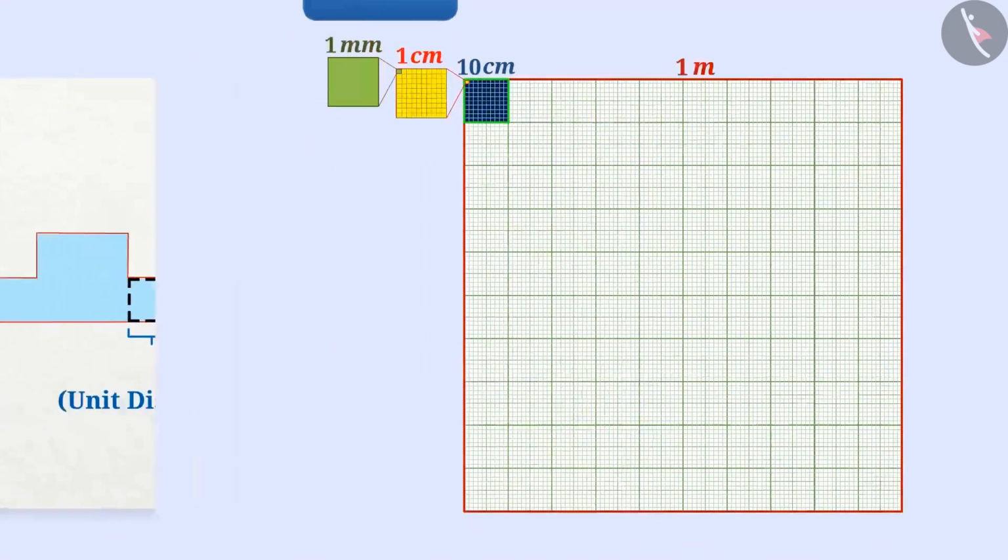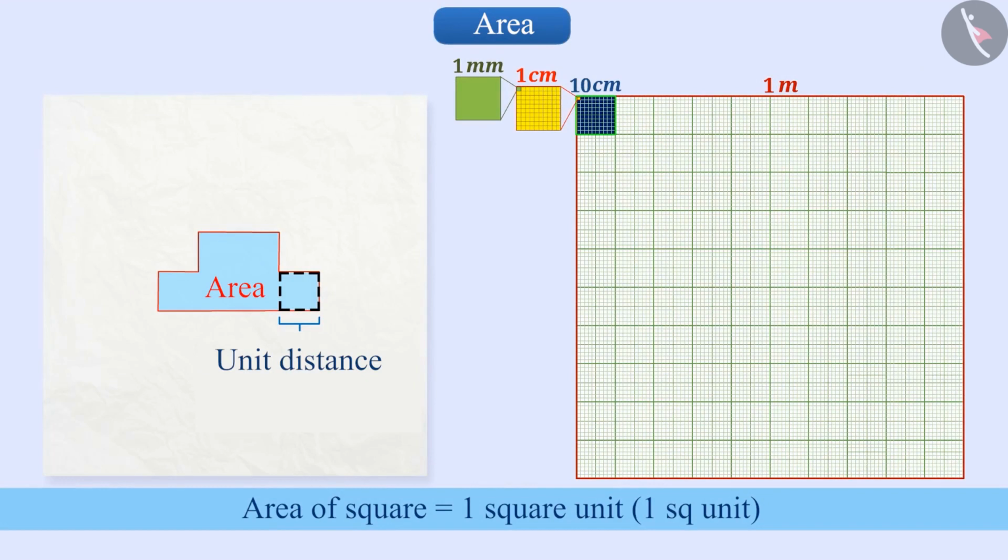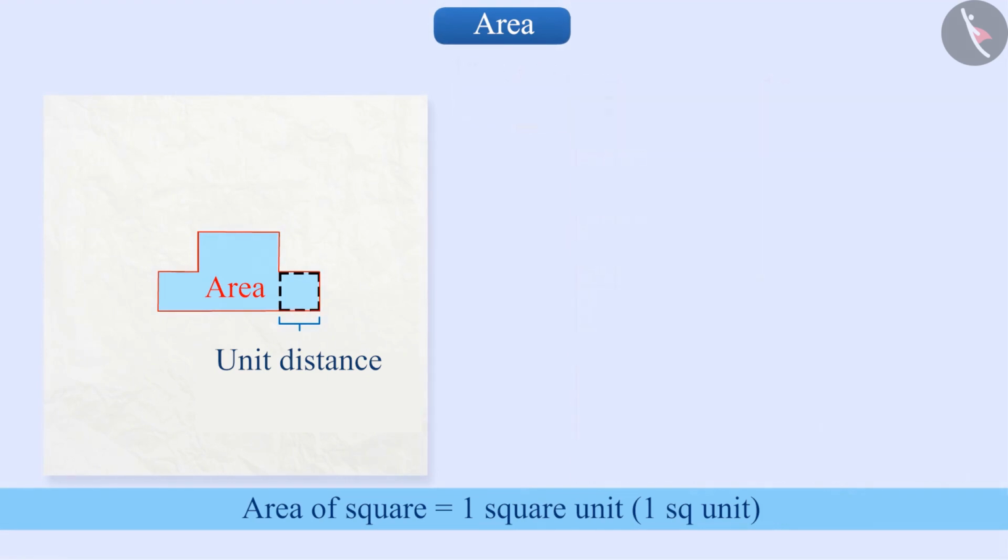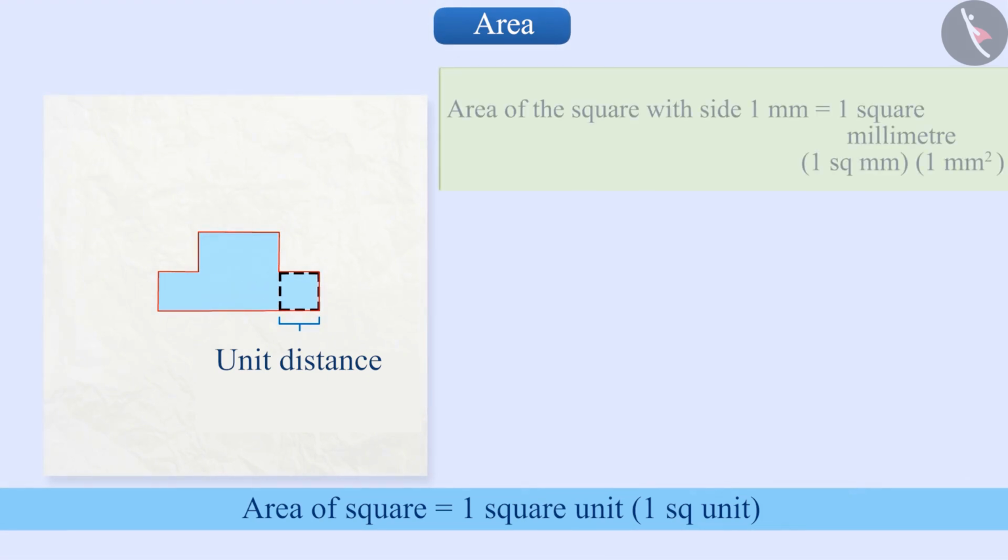We take the area of such a square as 1 square unit, which is abbreviated as this. For example, the area of a square with side 1 millimeter is 1 square millimeter. We represent it briefly as 1 square mm or 1 mm squared.